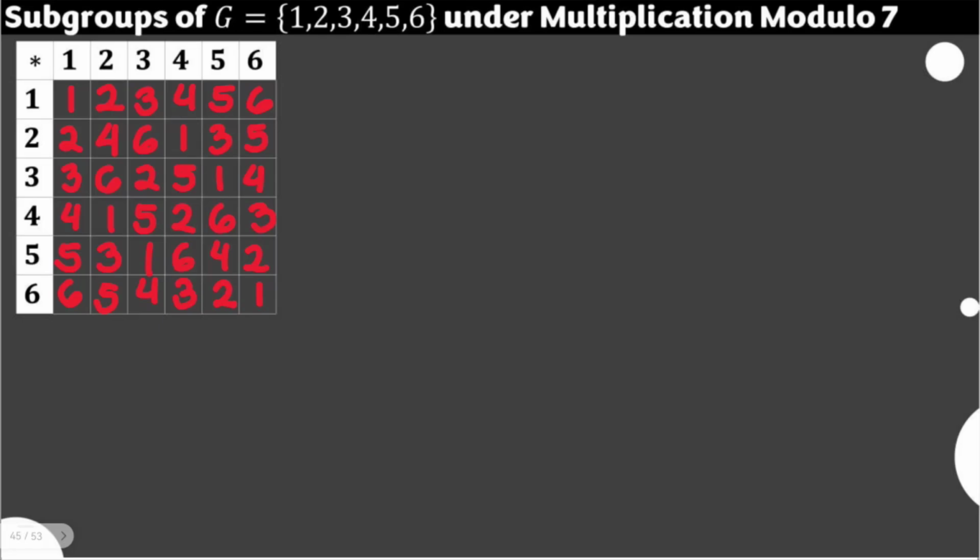This would be our last example, identification of subgroups of any identified group. We have here the group containing the elements 1, 2, 3, 4, 5, and 6. And yes, we have verified this in one of our videos that this is a group under multiplication modulo 7. So we are to identify now the possible subgroups of this given group. And take note that we have here 6 elements.